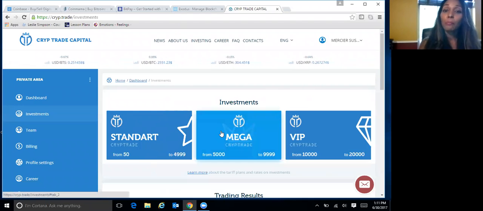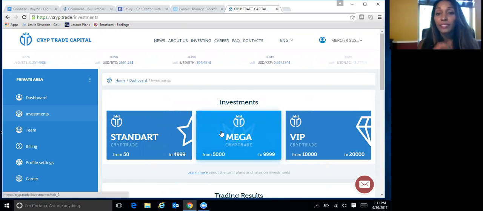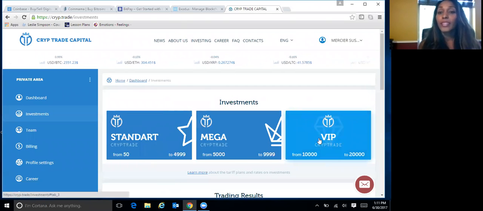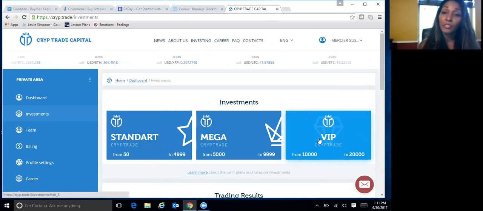Mega is the second level, and that's anywhere from 5,000 to 9,999. VIP is the highest level, and that's anywhere from 10,000 to 20,000. We do have some investors that wanted to invest more than 20,000.